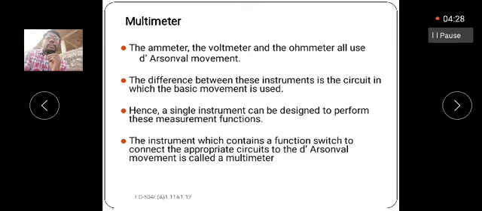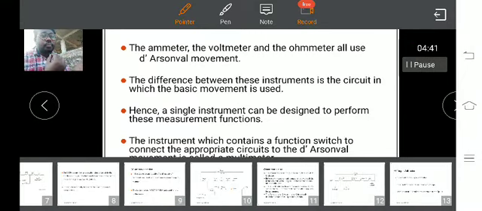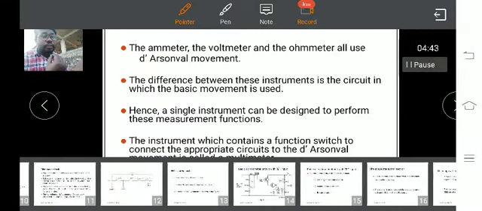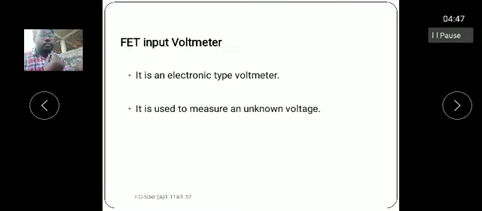The same movement we use in ohm meters, voltmeters and ammeters, we use in multimeters also. That is the concept of the multimeter. After that, our main topic is the FET input voltmeter.